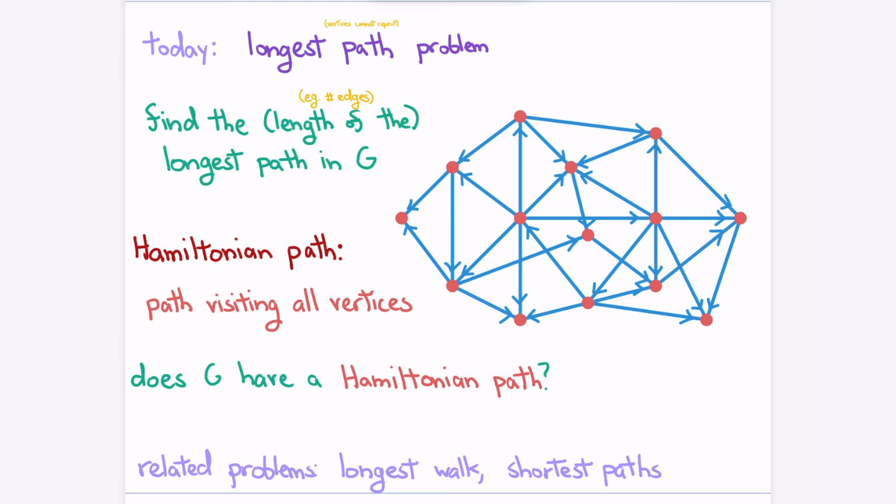So I can give you a graph like this one and ask you what is the length, say number of edges or vertices, it will be off by one, of the longest path in this graph.